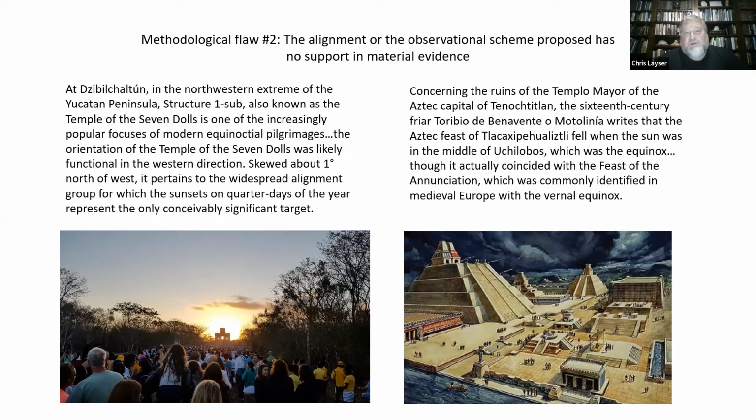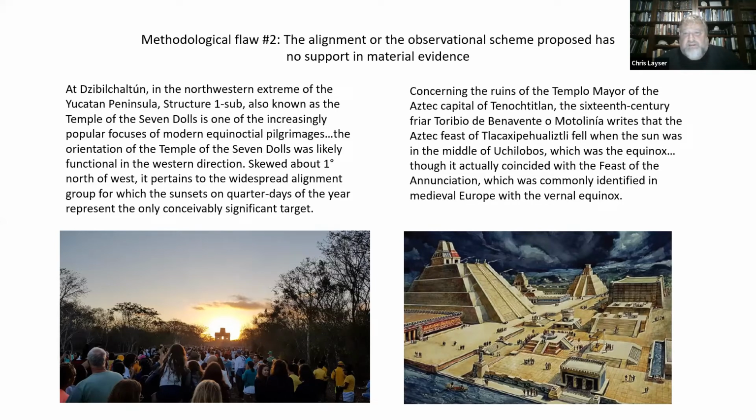And first of all, the people that show up to watch it, if you look head on during the equinox, the sun does not rise through the doorway. You have to actually offset yourself to see the view. And second, he measured it in the opposite direction, and he found again that the sunset on the quarter day of March 22nd was much more accurate, and it seemed to represent the only conceivable significant target.